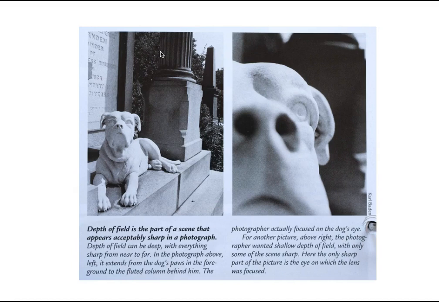So here's two different examples of depth of field. The one on the left is a deep depth of field where everything is in focus. The sculpture is in focus, the background is in focus, the columns are in focus, another obelisk in the background is in focus. And the one on the right, that depth of field is really shallow. It's just focused on that sculpture's eyeball of the dog.